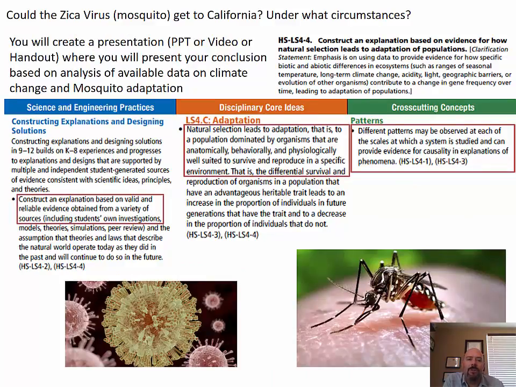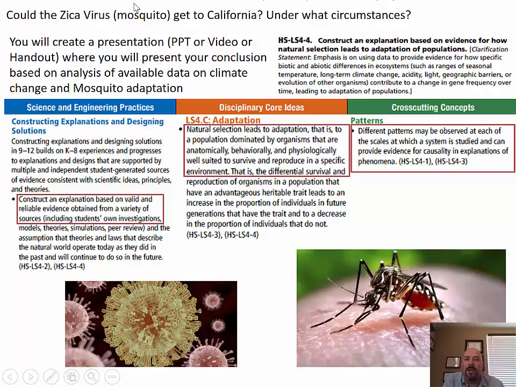So here we go. Suppose I take this high school life science standard 4.4, which says conduct an explanation based on evidence for how natural selection leads to adaptation of populations. You'll see that I highlighted three pieces here, and one of the things that you can look at, for example, is asking a question of, could the Zika virus get to California and under what circumstances?